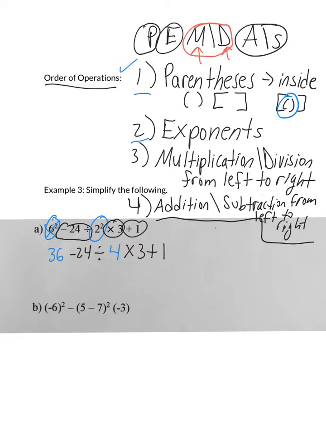So all I've done here are the 2 exponents in blue pen. I did the 6 squared and then I did the 2 squared. Everything else I haven't touched yet. I brought it down as is. So exponents done.